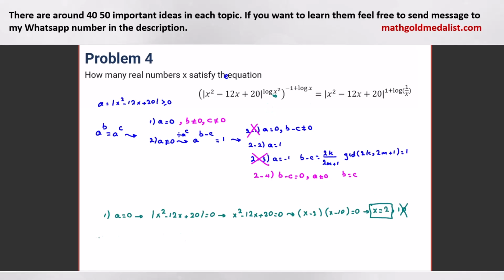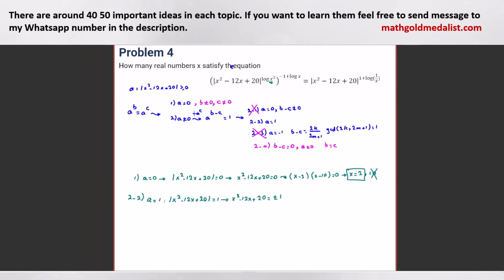Now let's check case 2, 2. A is 1. It means that the absolute value of x squared minus 12x plus 20 is 1. So we can conclude x squared minus 12x plus 20 is what? It's 1, or plus minus 1. So we can reach two equations. First equation, x squared minus 12x plus 20 is 1, which is x squared minus 12x plus 19 is 0. Next one, x squared minus 12x plus 20 is negative 1, so x squared minus 12x plus 21 is 0.